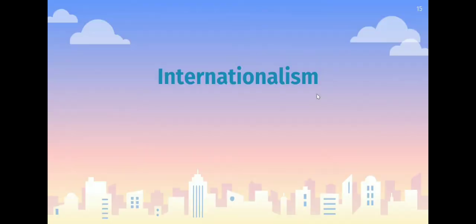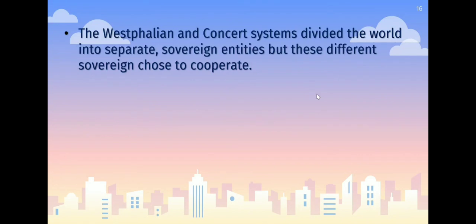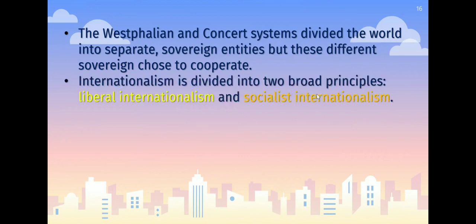Now let us discuss internationalism. Kasi 'di ba, nadidiscuss na natin since the previous lesson all about internationalism. Because of the Westphalian and Concert system, nagkaroon ng iba't ibang government all over Europe. Meron tayong United Kingdoms, meron tayong Russia, meron tayong Austria, Prussia, and others. Pero itong mga nation na ito, kahit magkahiwalay sila, iba-iba yung government nila, they chose to cooperate. Nagkaisa sila dahil ayaw nila ng gulo. And because of this, na-develop ang tinatawag natin na internationalism.